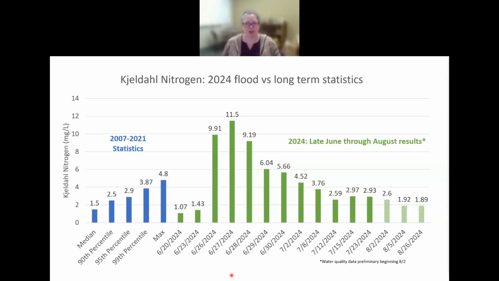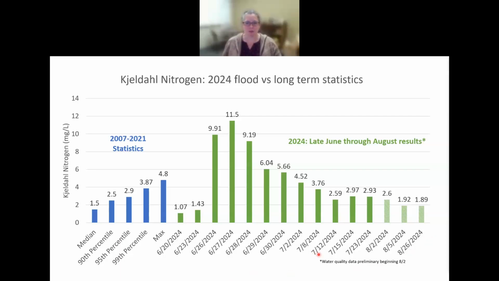Total Kjeldahl nitrogen. So this is the type of nitrogen that's organic. So total phosphorus is sort of bound to sediment. It attaches to sediment particles, and total Kjeldahl nitrogen does a very similar thing. So generally in streams, when we see increased sediment, we often see increased total phosphorus and elevated total Kjeldahl nitrogen. And we saw the same things again with this.